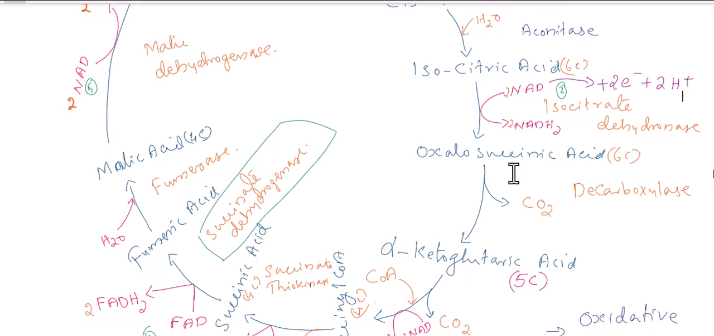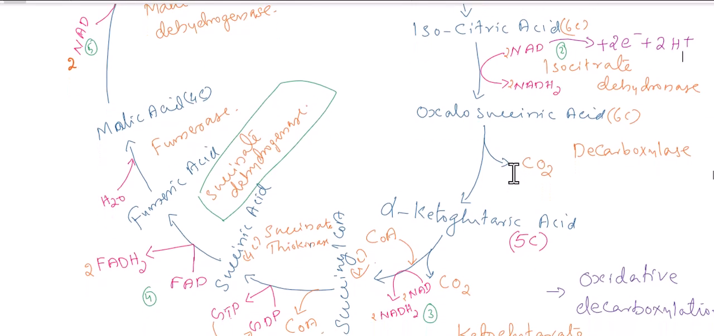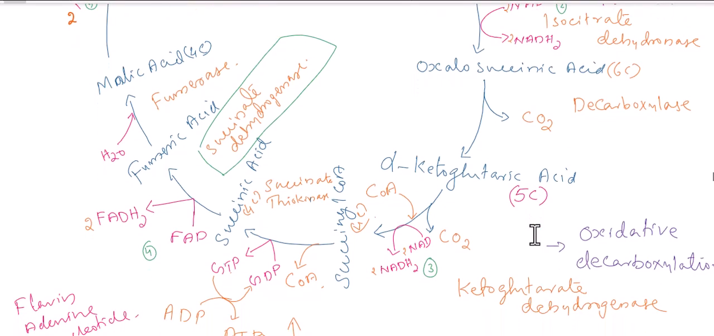The next compound is oxalosuccinic acid, again a 6-carbon compound. Immediately it undergoes decarboxylation. From oxalosuccinic acid a carbon dioxide is released, and it is converted into alpha ketoglutaric acid. Alpha ketoglutaric acid is the first 5-carbon compound. This is the only 5-carbon compound in the Krebs cycle. Very important.